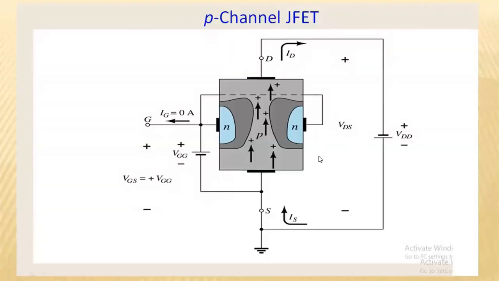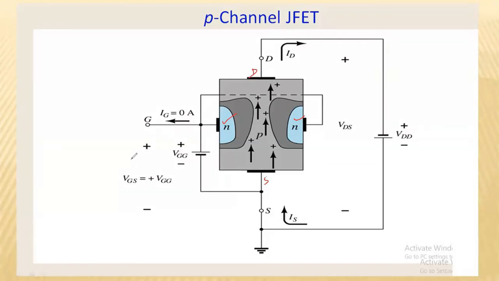Now, if you understand this N-channel JFET, this P-channel JFET is similar. Here the substrate taken is P-type material, and two N-type impurities are diffused on both sides. This we discussed, and they are combinedly called the gate terminal. One end is called the source and the other end is called the drain.